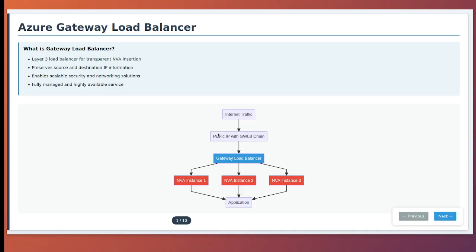NVA instances. Think of it as an invisible traffic director that sits in your network path, seamlessly steering packets through your security appliances without your applications even knowing they're there. It's like having a transparent security checkpoint that doesn't slow down or complicate your traffic flow.